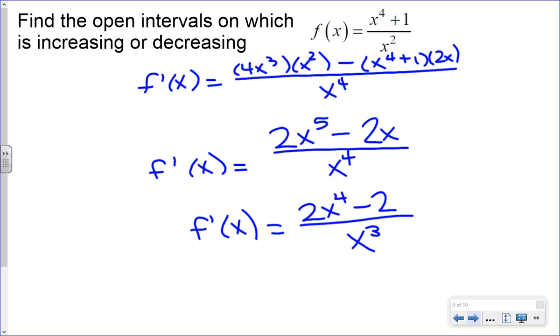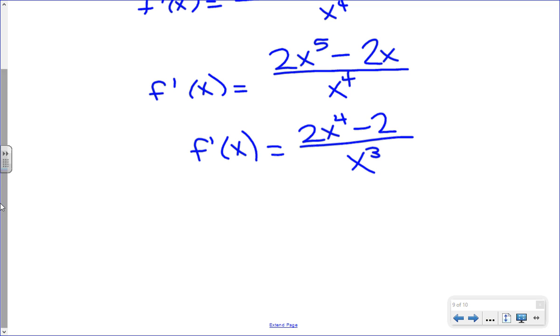Now we need to determine what our critical values are. So we need to determine where the derivative is 0 and undefined. We'll start easy. Where is our derivative undefined? Yay, 0. Now let's talk about where it's 0.